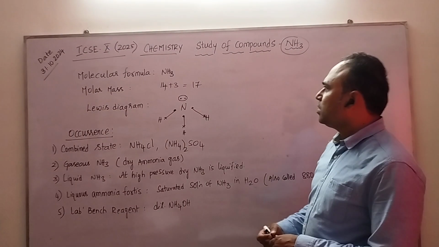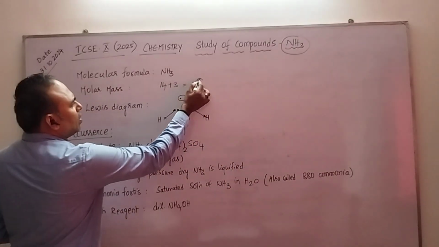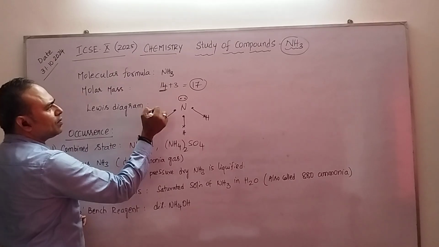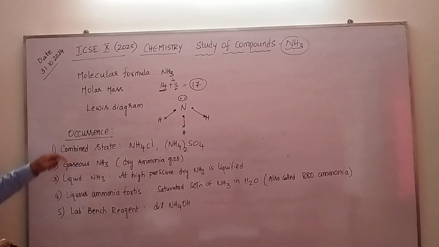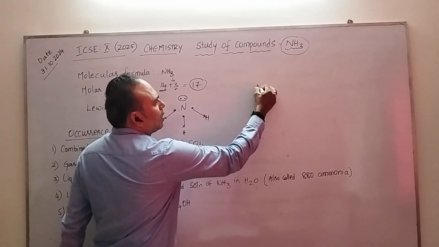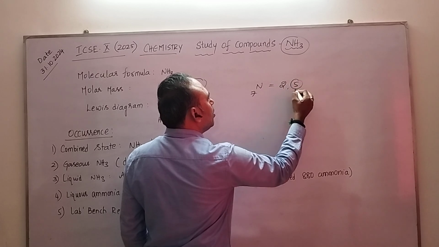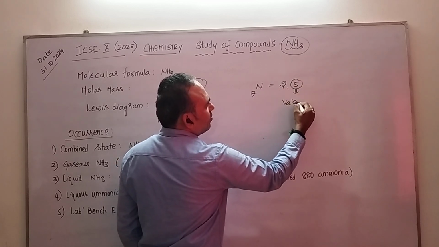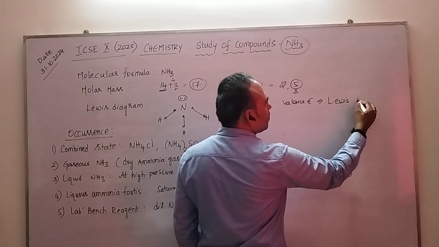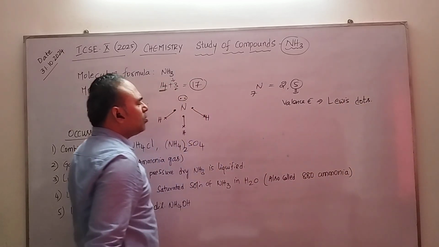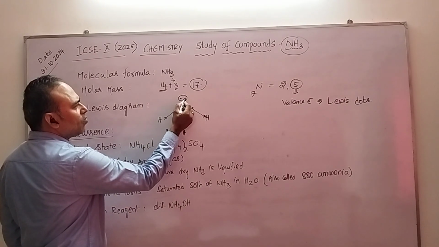Now if we see the molecular formula, ammonia is represented as NH3, and molar mass: nitrogen 14 atomic mass, and 3 hydrogens plus 3, we get 17. Now if you draw the Lewis diagram, atomic number of nitrogen is 7, so configuration is 2, 5. Always remember that the valence electrons are represented as Lewis dots. So here how many dots we have to write? We have to write 5. So this is 1, 2, 3, 4 and 5.